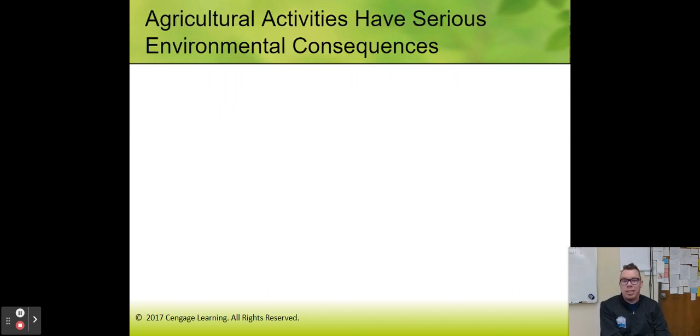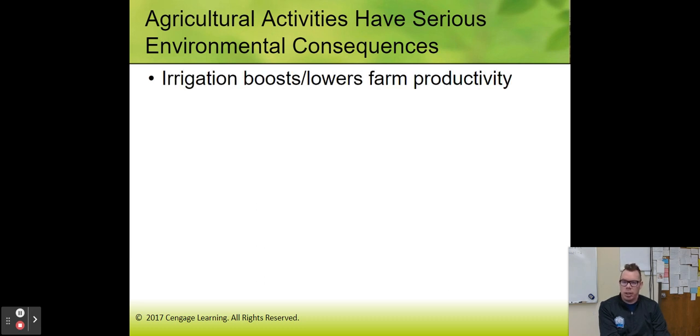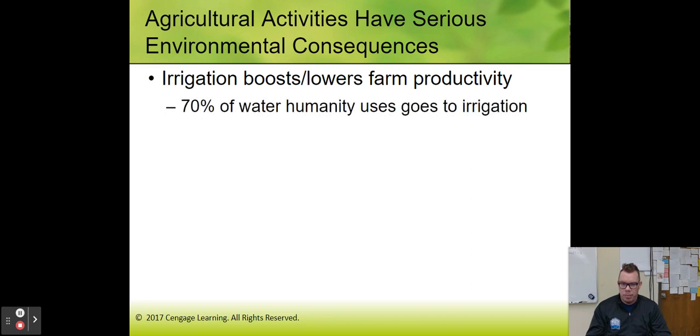All right, agriculture activities have serious environmental consequences. So irrigation boosts and lowers farm productivity. It boosts it in the short term because irrigation, remember, is just simply watering things. So by watering your crops, that's great. That's going to boost productivity right now. But if you do it too much, the soil becomes not as good. So in the long term, the productivity is going to go down. 70% of the water humanity uses goes to irrigation.